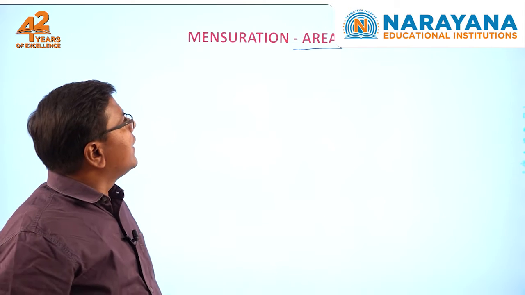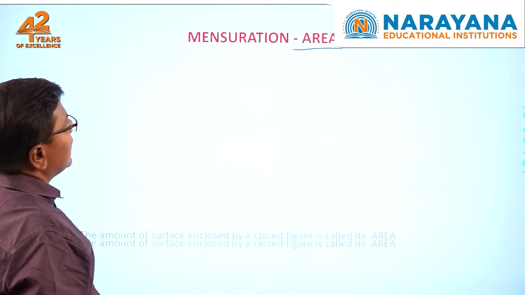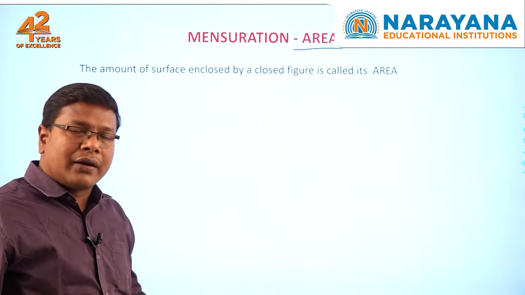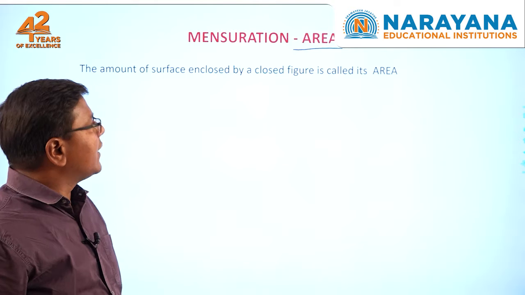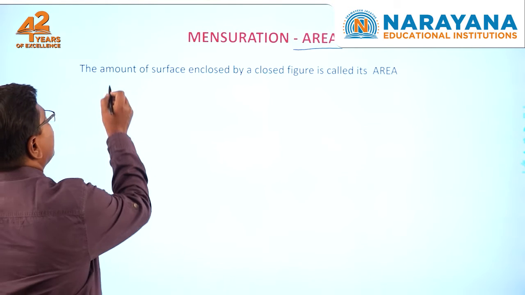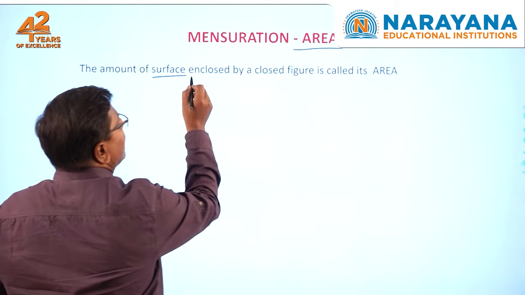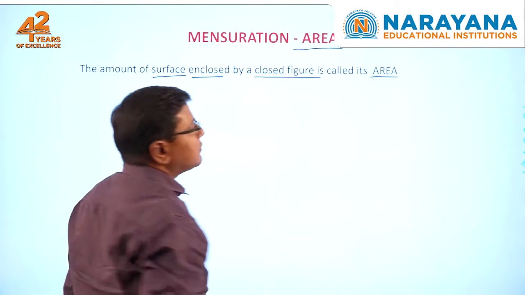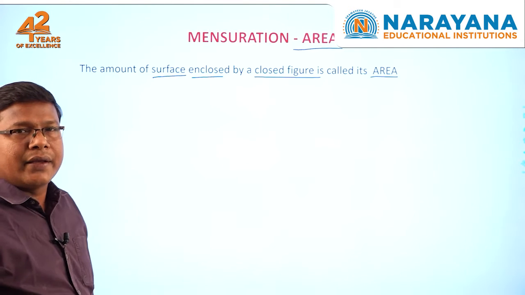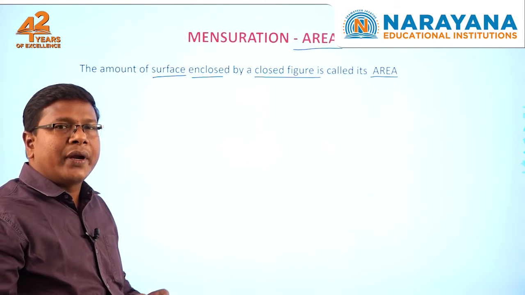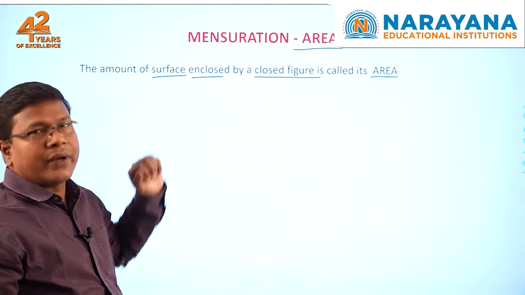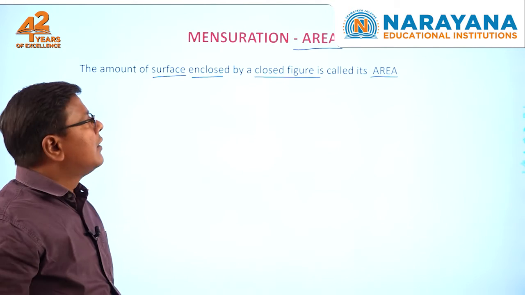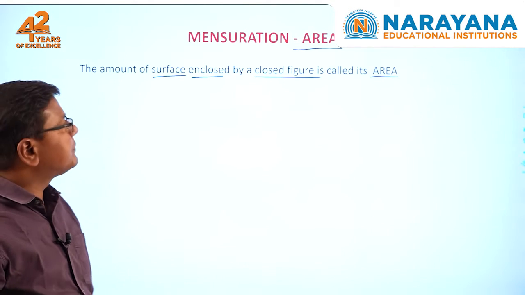What is the definition of the area of a regular or irregular figure? The amount of surface enclosed by a closed figure is called its area. Area is the space occupied by a closed figure, that is called the area of that shape, fine.